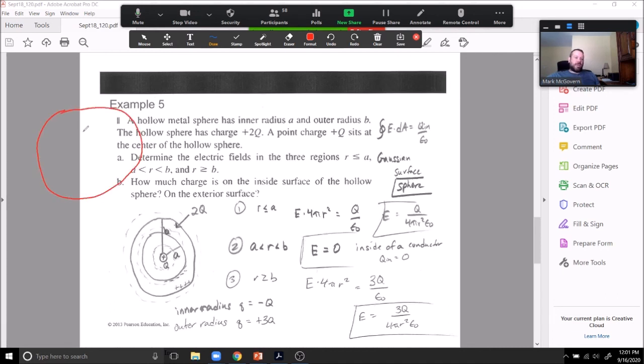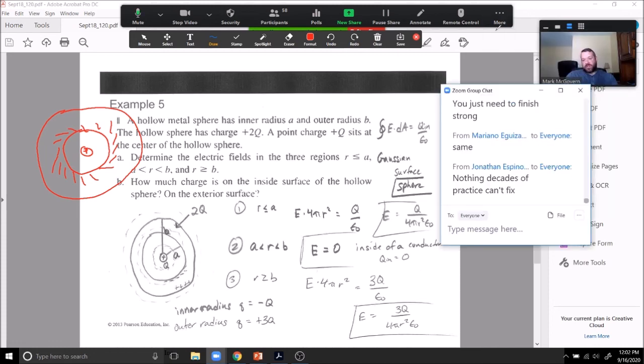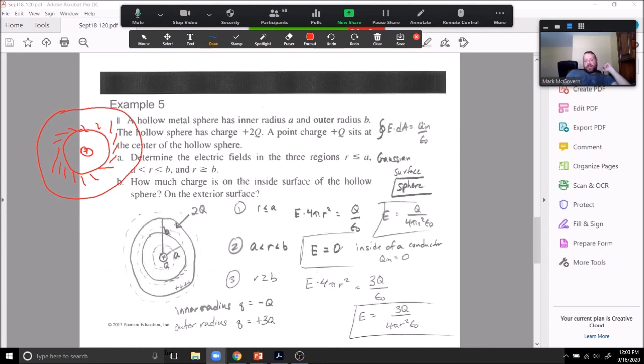That's okay. It's got this inner radius A, and then the point charge is right here. This is a cavity here. So we want to determine the electric field in each region. The first one is very simple: inside the conductor, it's 0, because you're in a conductor.